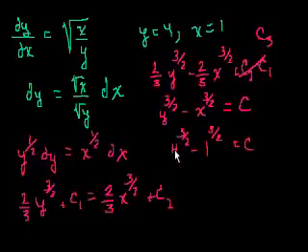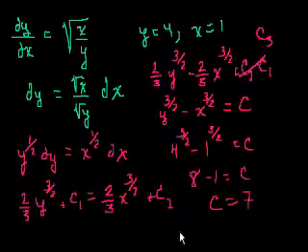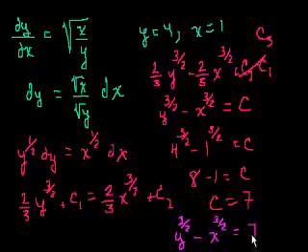What's 4 to the 3/2? So 4 to the 1/2 is 2, and then that to the 3 power, that's 8. And then 1 to any power, but especially in this case, 1 to the 1/2 is 1, and then to the 3rd power is 1. So 8 minus 1 is equal to c. And so c is equal to 7. And so the particular solution of this differential equation, I will do in a different color, is y to the 3/2 minus x to the 3/2 is equal to 7.